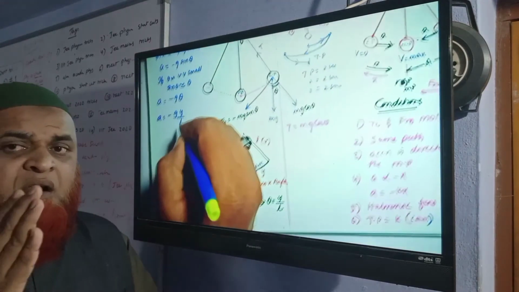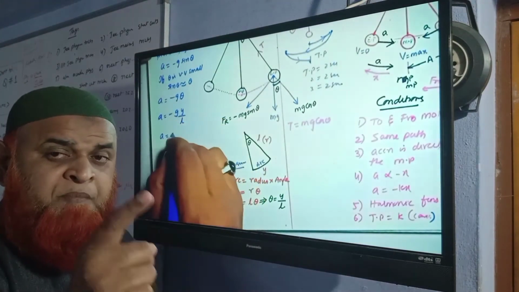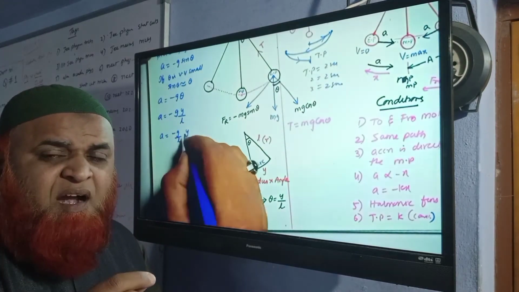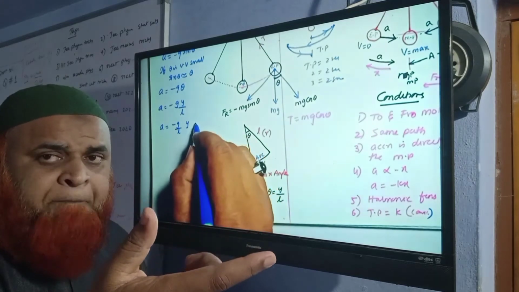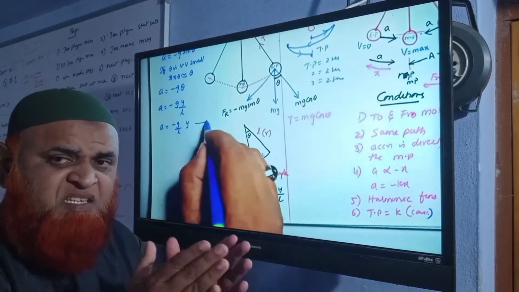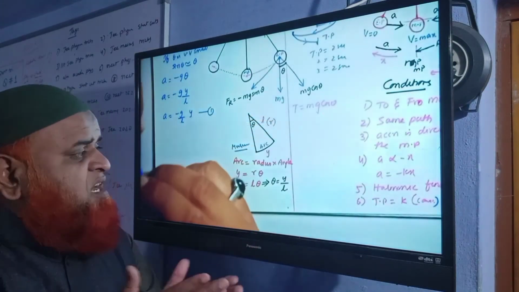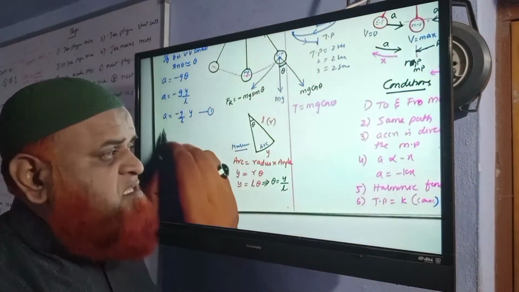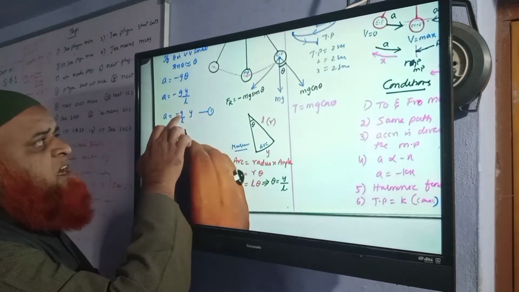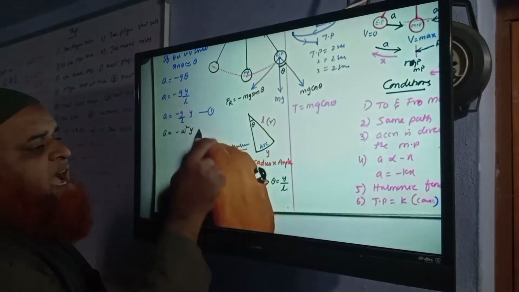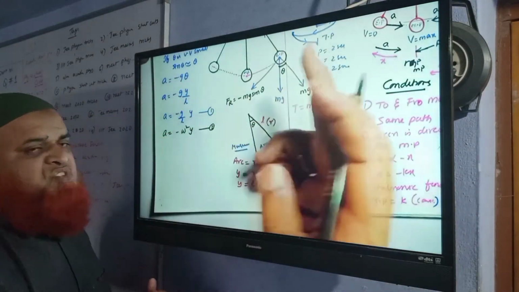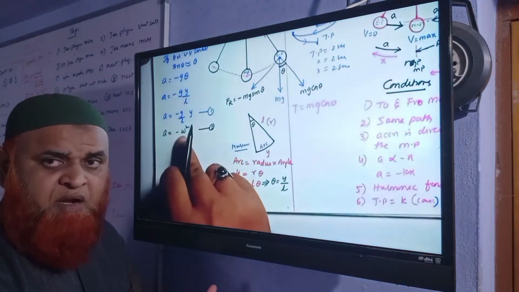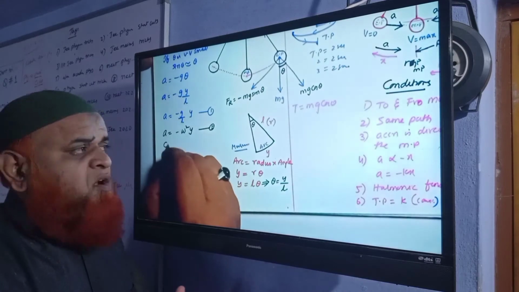And you all know the general formula for acceleration according to the chapter called rotatory motion. a is equal to minus omega square into y. That is the general formula for acceleration. So already we got g by L separately because we wrote theta as y by L here. So general formula for acceleration is a is equal to minus omega square into y. That's it. This is a very simple concept.